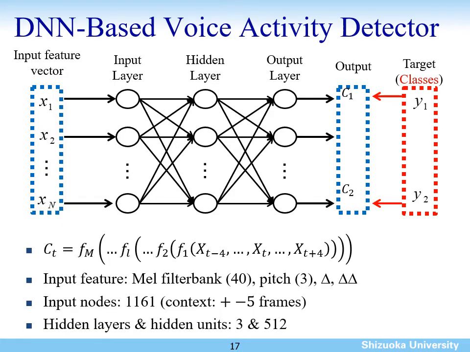After baseline methods, now I am going to describe the structure and configuration of the DNN-based VAD. The DNN-based VAD we have used uses a very simple structured deep neural network. The DNN takes a feature vector as input and learns to classify using the backpropagation method. In this research, we have used Mel-Filterbank features of 40 dimensions, pitch of 3 dimensions along with delta delta delta features. We used 5 frames before and after each frame as context in the input layer. This DNN has 3 hidden layers with 512 hidden units in each hidden layer.